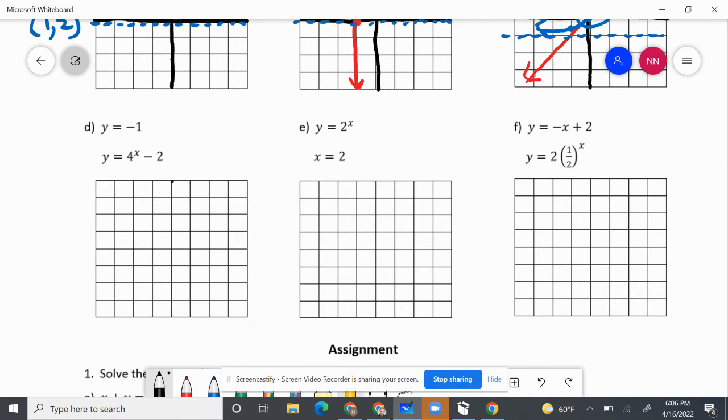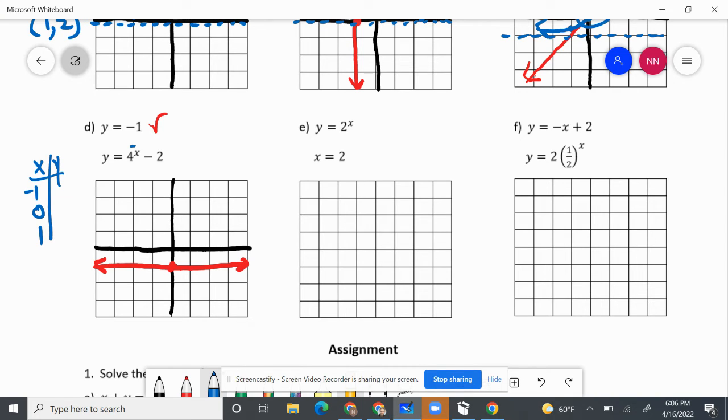Okay, looking at the next one. What we see is y equals -1. So what we're going to do is start off at -1. We're going to draw a horizontal line. For the next one, we're going to use our -1, 0, and 1. If I plug in a -1, it flips. So 1/4 minus 2 is -1 and 3/4.